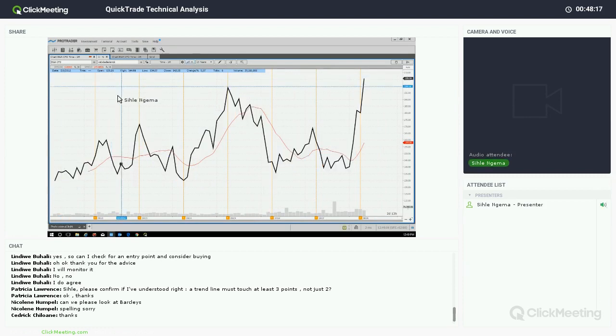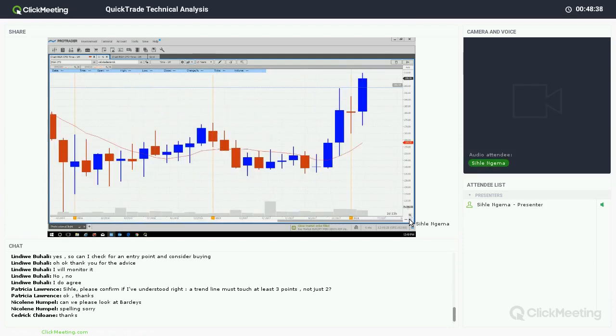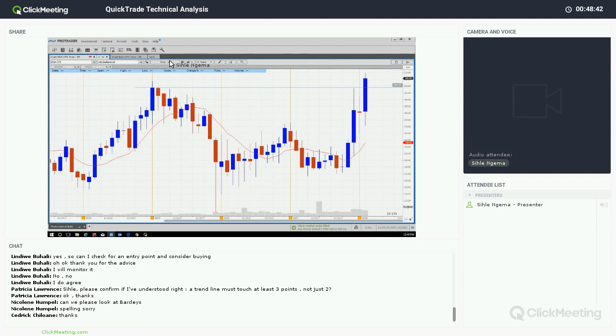This is the monthly chart. I'm using a line chart just to pick the turning point here. Well, we are trading above that turning point now. We're trading above that resistance. We had resistance around 190, 199, 200 on Barclays, and we are trading above that.